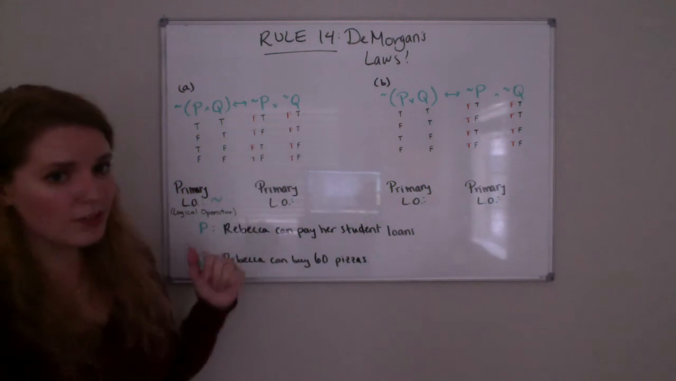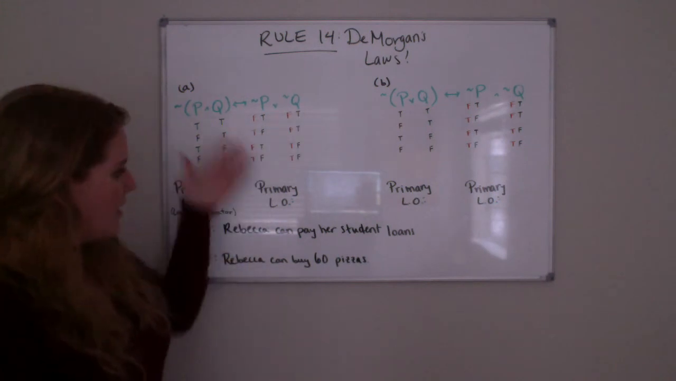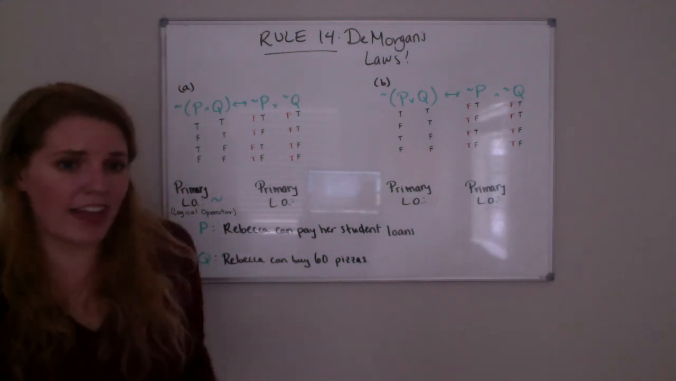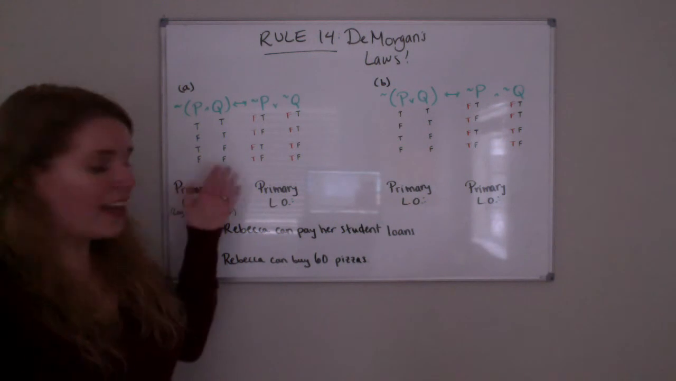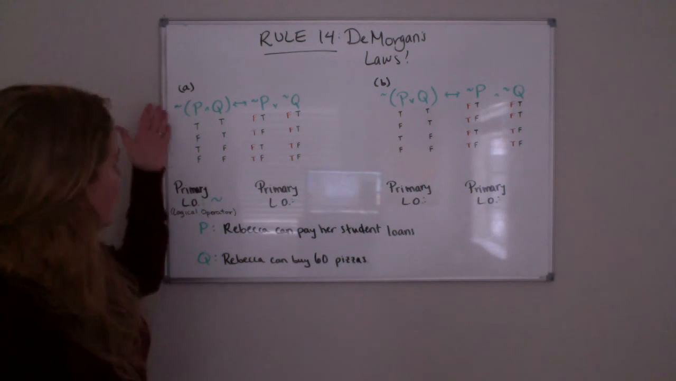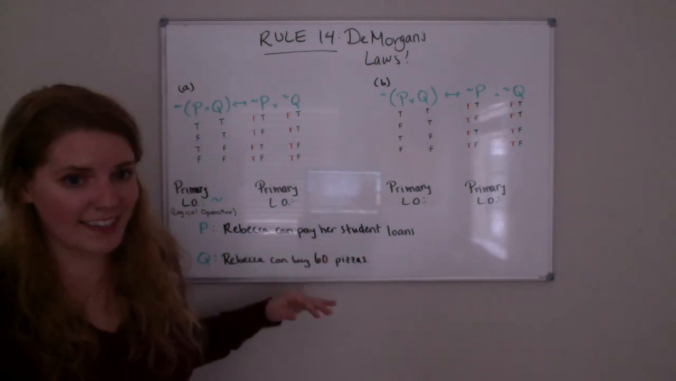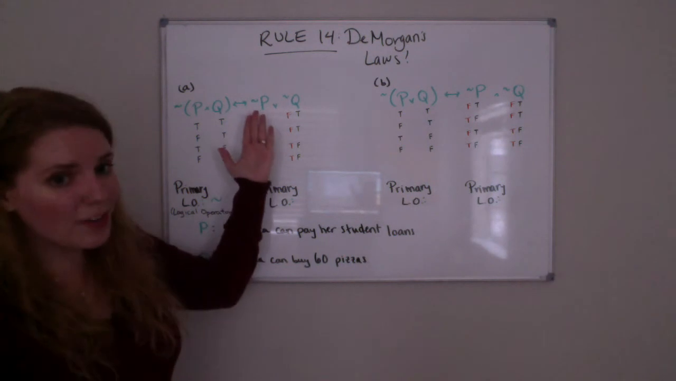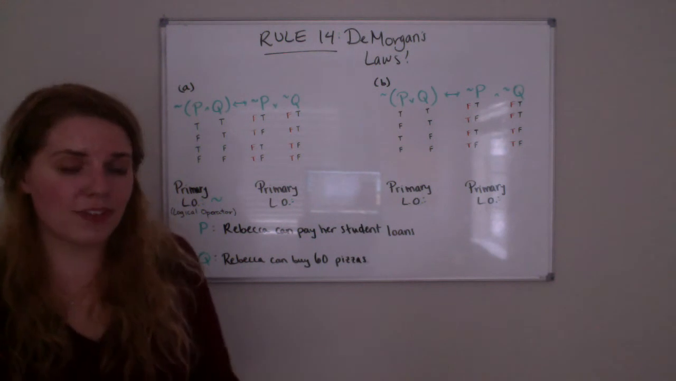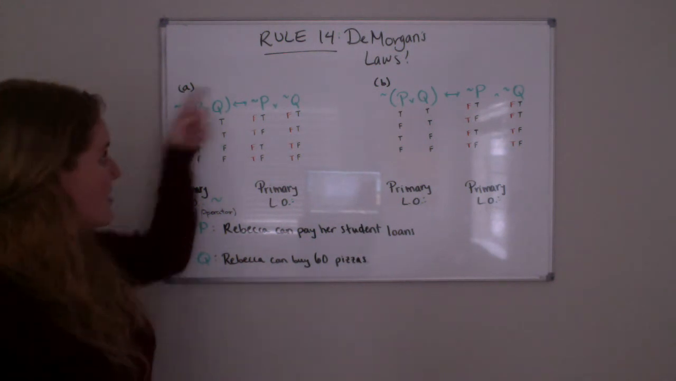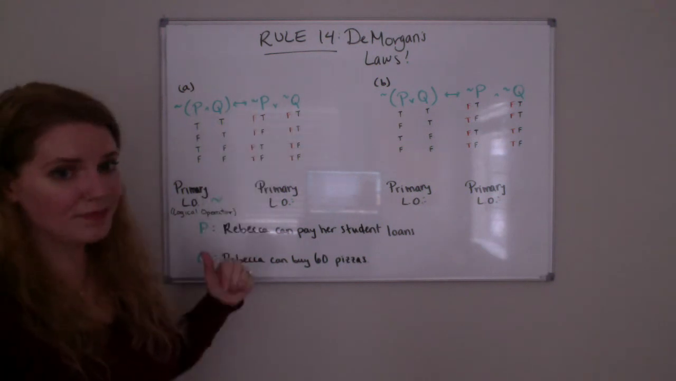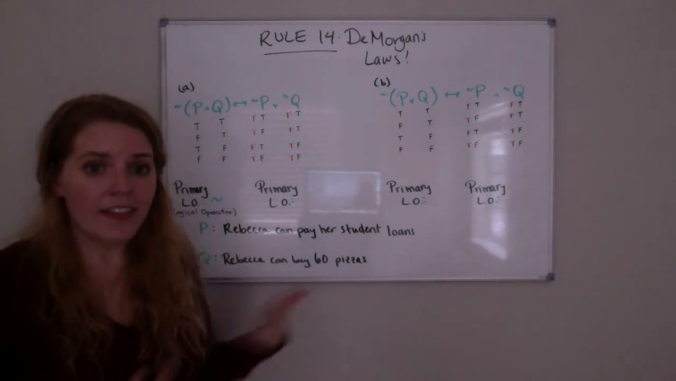Okay, so not (P and Q) is Rebecca cannot pay her student loans and buy 60 pizzas. Not P or not Q would mean it is not the case that Rebecca can pay her student loans, or it is not the case that Rebecca can buy 60 pizzas. Or in a more natural way of saying this, we would say either Rebecca can't pay her student loans or she can't buy 60 pizzas. So we have, it's not the case that Rebecca can pay her student loans and buy 60 pizzas, because either Rebecca can't pay her student loans or she can't buy 60 pizzas. Hopefully that makes sense why those two things are logically equivalent. It's not the case that I can do both, meaning that either I can't do one or I can't do the other. Those two things are logically equivalent. Let's move on to the next one.